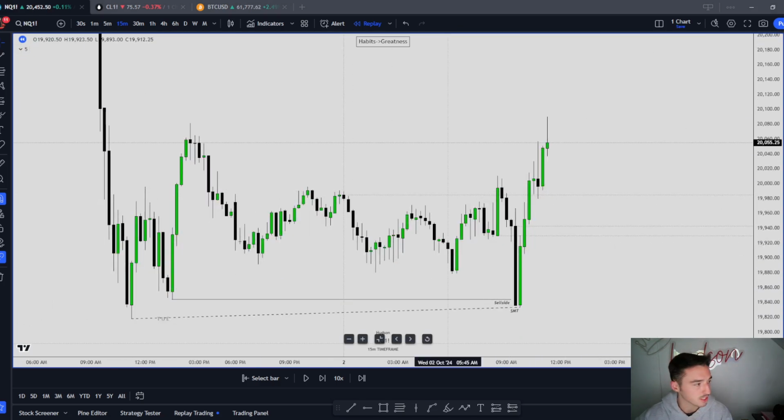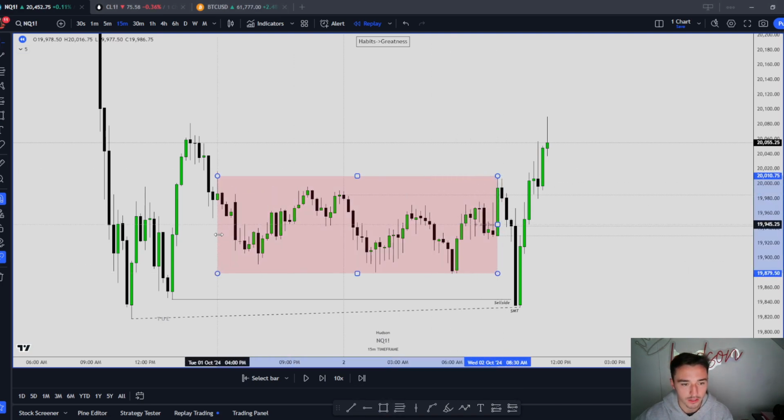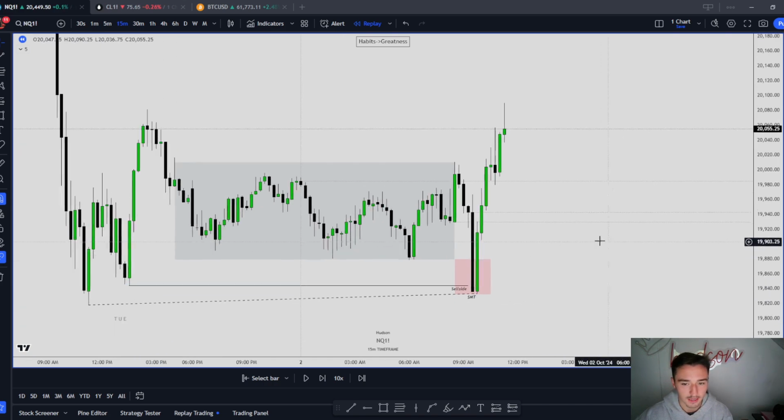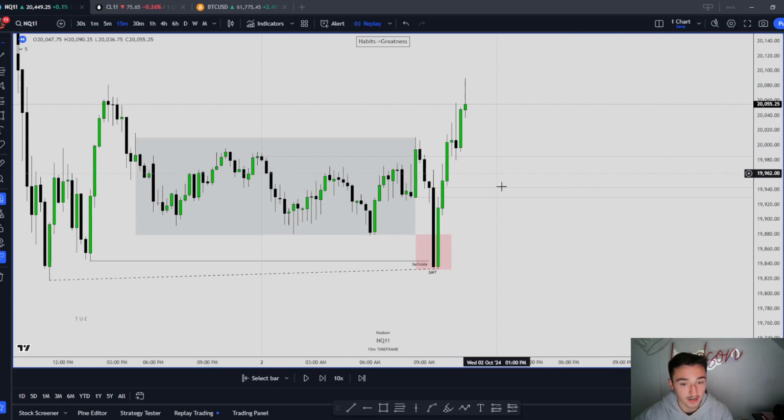Identify the accumulation. Right here throughout all this, we have our accumulation. Manipulate into what? A higher time frame SMT and 15-minute sell stops. So 15-minute sell stops, 15-minute SMT. I'm aiming for the highs. So this is quite a simple trade.